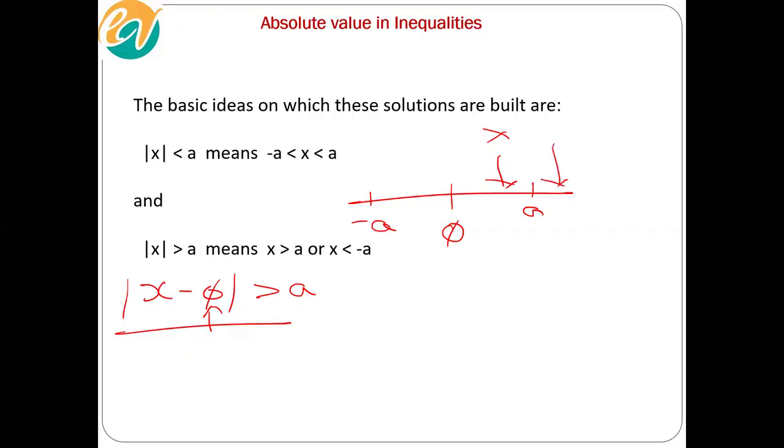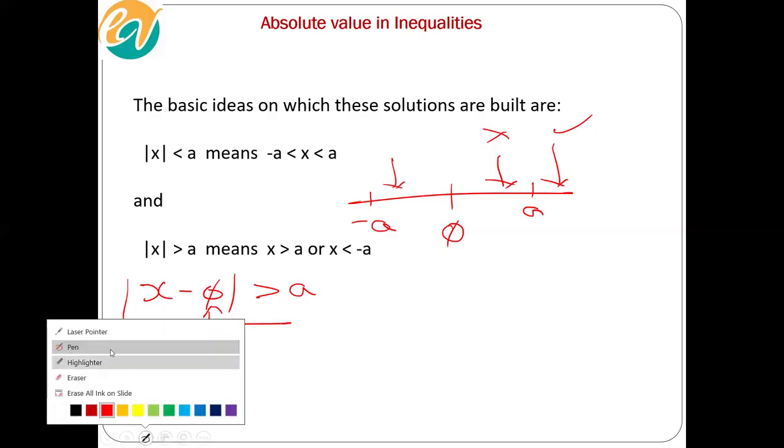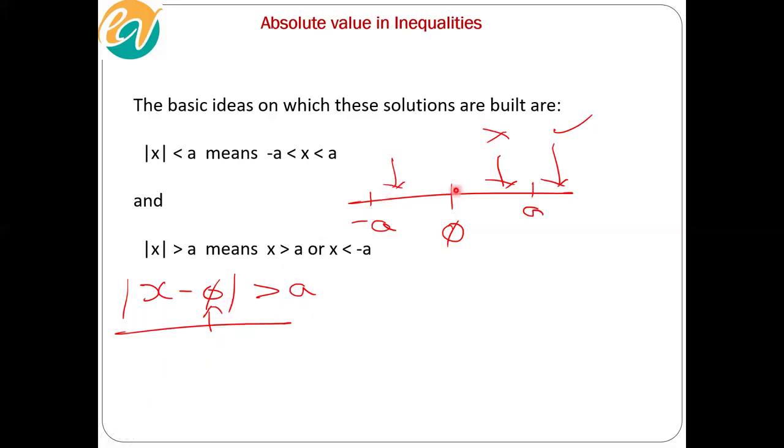Can x be this? Absolutely. Can x be this? No, because again, then the distance between x and 0 will be lesser than a, not possible. Can x be this? Absolutely. So again, given that the distance between x and 0 has to be greater than a, what are the permissible ranges? Either x is in this direction or in this direction, which means either x is greater than a or x is lesser than minus a.